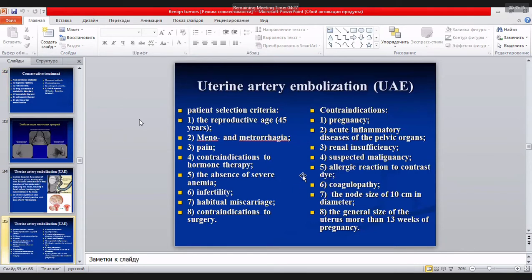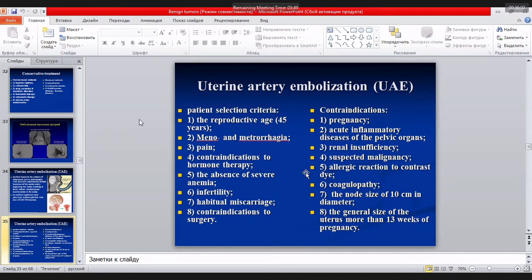Embolization. How do we select these patients? It is reproductive age, I told you. If the woman, for example, has no children and doesn't want to remove the uterus. Menorrhagia and metrorrhagia, these are bleedings. Pain present. If the woman has contraindications for hormonal therapy. Absence of severe anemia. Infertility, I told you. Habitual miscarriage if the woman has, and contraindications to surgery.